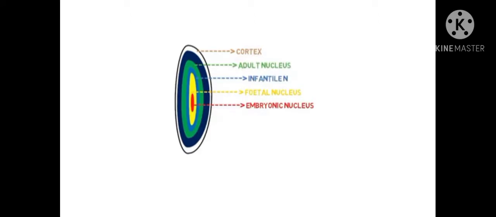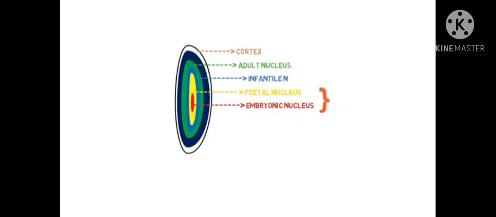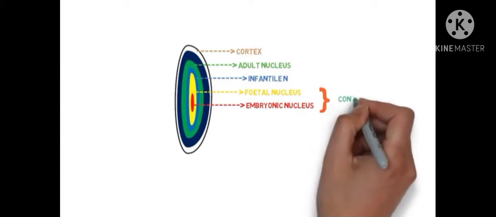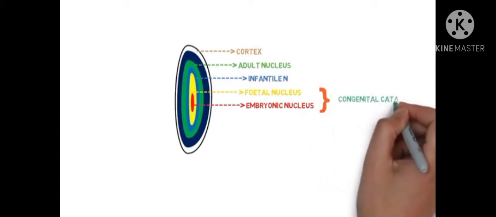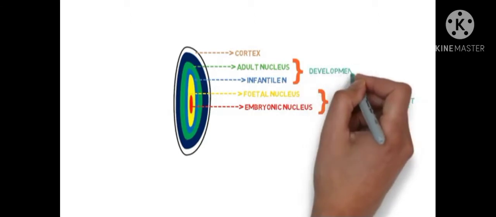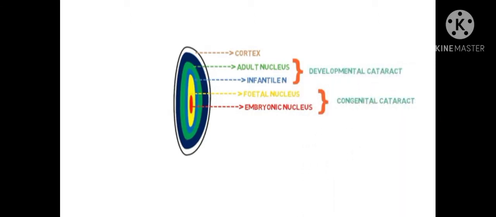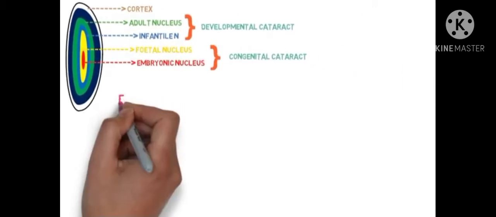Now what happens is, due to some disturbances in the normal growth of the lens, when the disturbances occur before birth, this is called congenital cataract, right? So congenital cataract is limited to only either the embryonic or fetal nucleus, that is the development of the embryonic and fetal nucleus. And developmental cataract may occur from the infantile and adult nucleus. So due to disturbance of the infantile and adult nucleus, developmental cataract forms. So this is congenital and this is developmental.